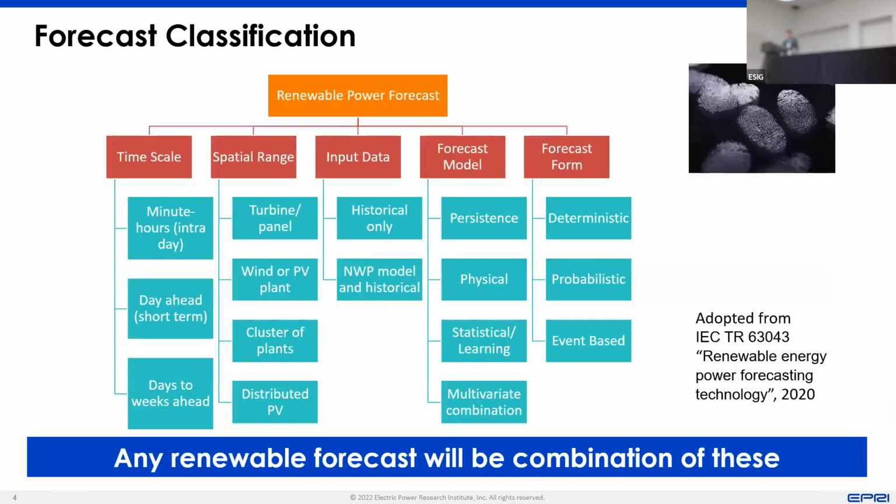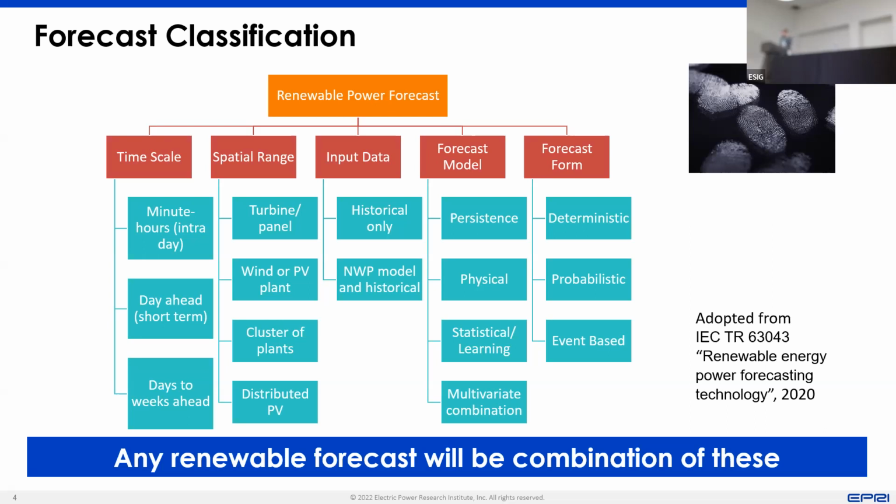When we think about renewable forecasts and how we would classify them, this is from an IEC report that we put together a couple of years ago. A few folks from ESIG were involved in that. There are a bunch of different ways we can classify, and just to give terminology before the more detailed discussion, we think about timescales from minutes or intraday forecasts to day ahead, short term, and days to weeks ahead. All of those are used.